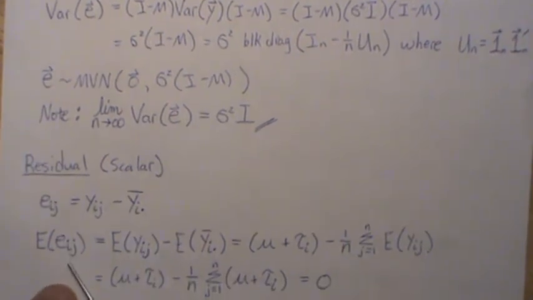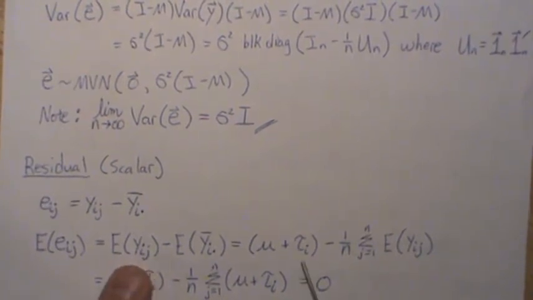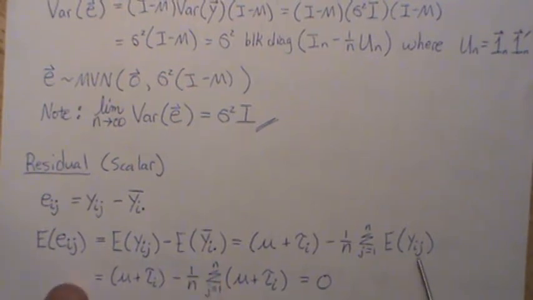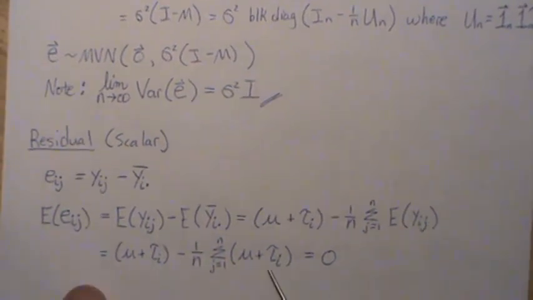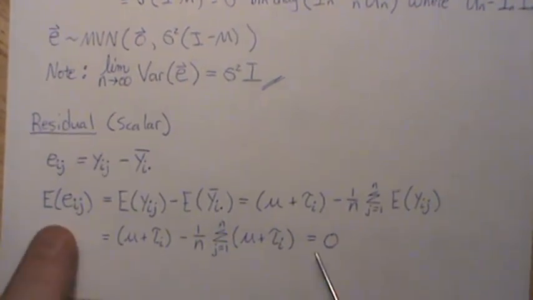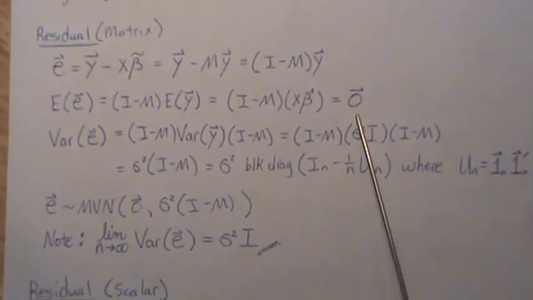Now the expected value of EIJ is just the expected value of each of these. Well, this is mu plus tau I. This is a mean, so let's uncouple it. Let's take the sum over j divided by how many there are, and they're n, so that's what we get. The expected value goes in, but the expected value is mu plus tau I. And then there's no j, so we get n of these. The n's cancel, and then we get mu plus tau I minus mu plus tau I, which is 0. So the mean is 0. And that's what we set up here.